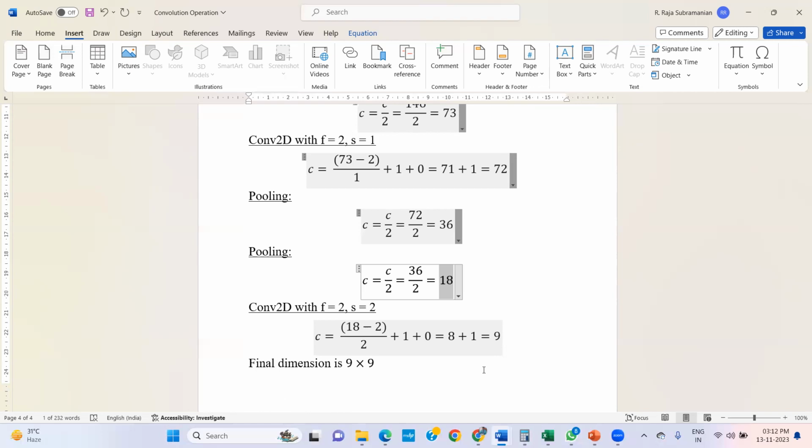That is how simple a convolutional neural network is. This is how a real-time convolutional neural network works mathematically. I hope you have completely understood convolutional neural networks.